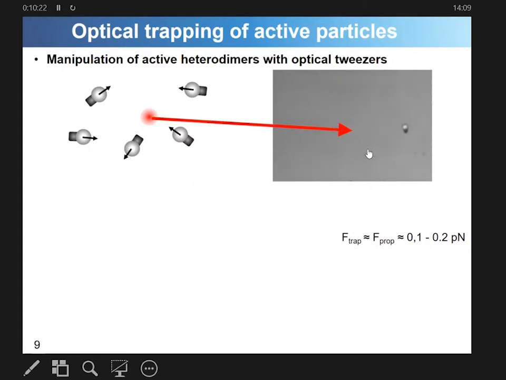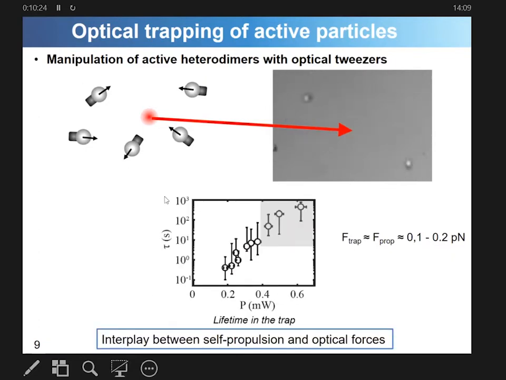Okay, so we can now compute the lifetime of the particle in the trap. This is what you can see here on this graph. And you can see that for an incoming power of about 0.5 milliwatt, you have a very stable trapping with a time of more than 100 seconds. And what you can see is that for this type of power, you have a trapping force, so a lateral trapping force, of typically 0.1 to 0.2 piconewton, which compares to the propulsive force of the swimmer.